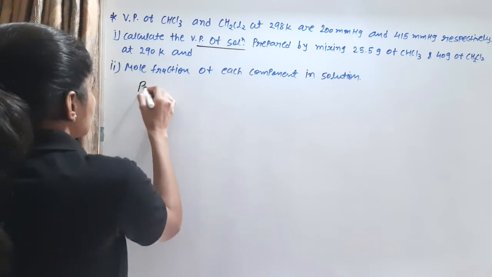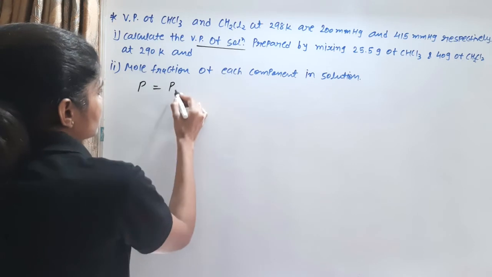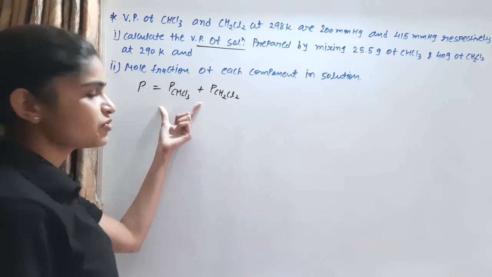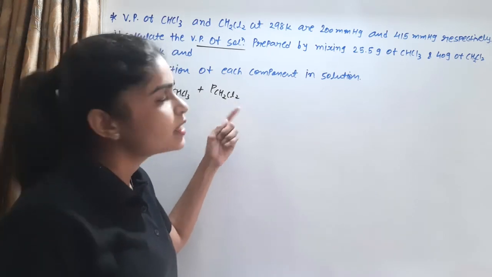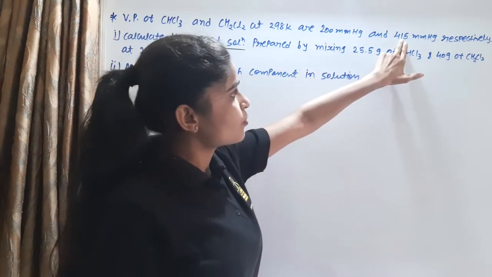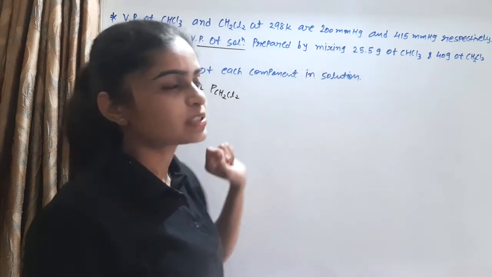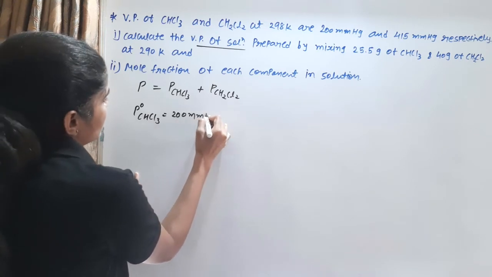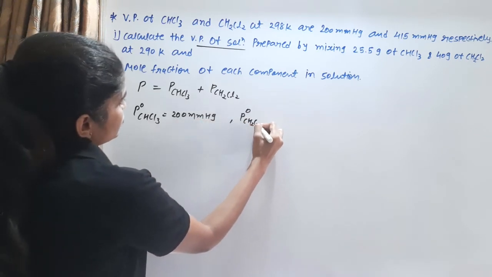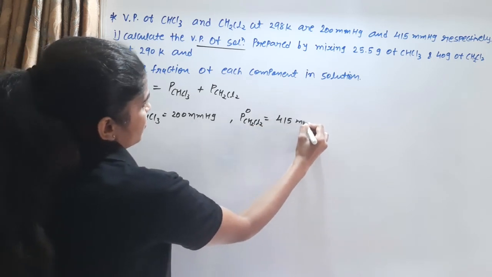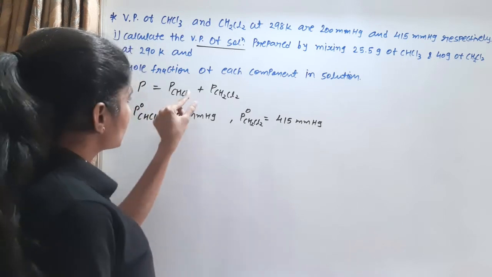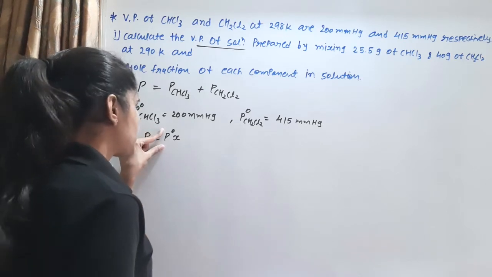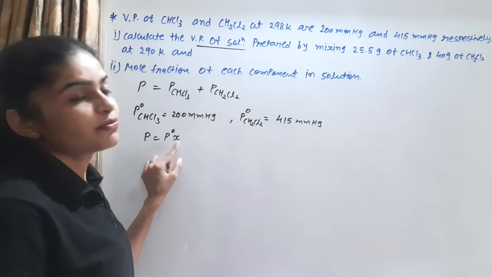We know that the vapor pressure of the solution P is equal to PA, considering this as CHCl3, plus PB, which is CH2Cl2. These are the partial pressure of the chloroform and the partial pressure of the dichloromethane. The values 200 mmHg and 415 are the pure component vapor pressures. So P0 CHCl3 is equal to 200 mmHg and P0 CH2Cl2 is equal to 415. Then we know that the partial pressure P is equal to P0 into X, where P0 is the vapor pressure of the pure component and X is the mole fraction. So we find the mole fraction.